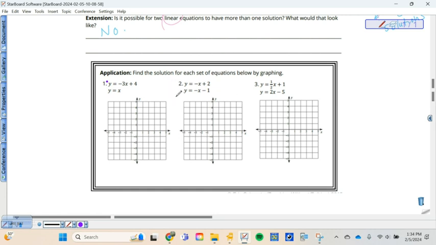What's the y-intercept? 4. So where do I go to 4, on my y-axis or my x-axis? Y. And what's my slope? Up 3, down 3 over 1. Good. It's negative 3, so we go down 3 over 1.